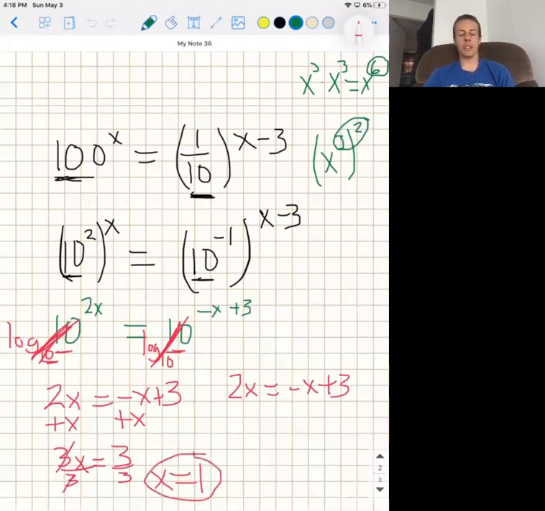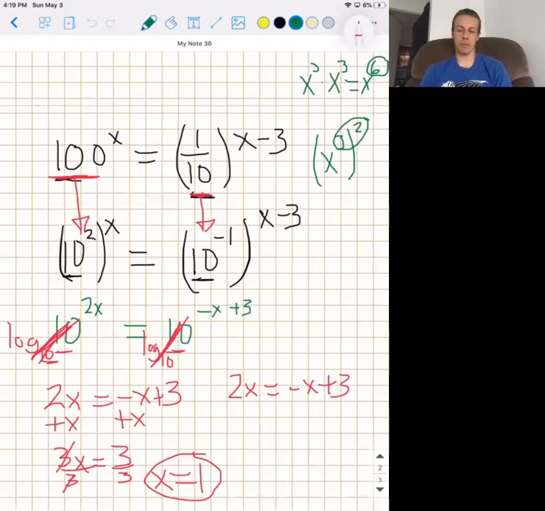You could go back in and check this at the very beginning, but the main idea was, in order to get started, we needed our two exponential bases to look very similar to each other. So we wrote it as 10 squared, and we wrote it as 10 to the negative first, so they could match. From there, it was a power of a power, okay? And that is solving exponential equations in a nutshell.